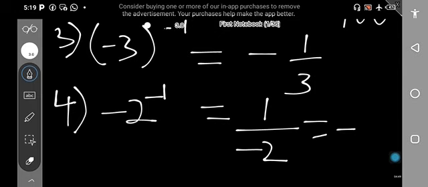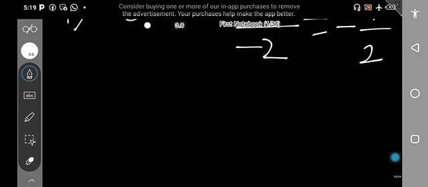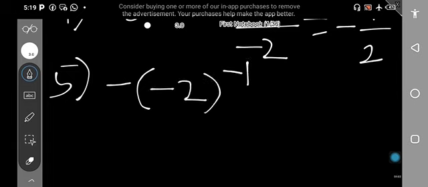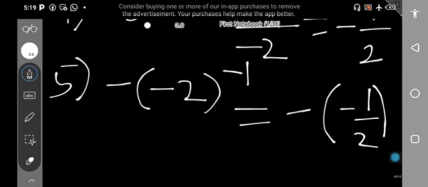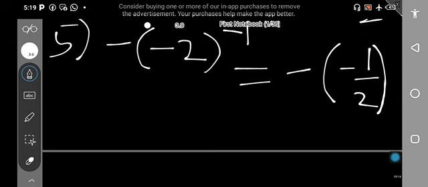Number 5, we have minus, in bracket, minus 2 raised to the power of minus 1. Here you need to be careful. Here we have a negative outside, so let's write this in the bracket. We know that the one in the bracket will become minus 1 over 2, right? And you remember that when we multiply a negative by another negative, it becomes positive. So minus times minus is a plus. So we have plus 1 over 2, which means we have 1 over 2 as our answer. And this is all for now.